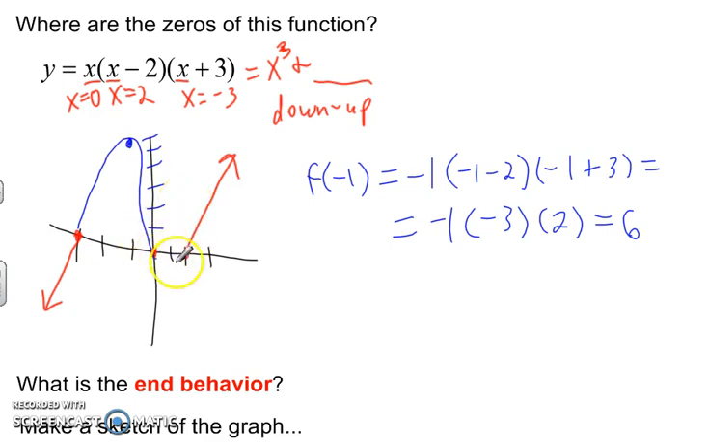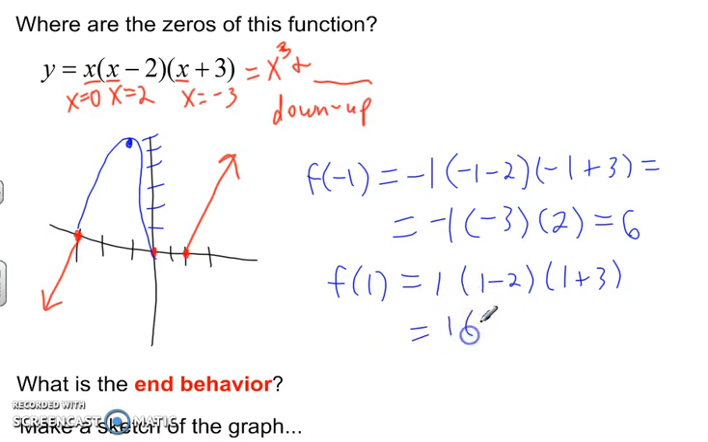Maybe test a point in between these two. So let's plug in 1. That's between 0 and 2. So f of 1 would be 1 times 1 minus 2 times 1 plus 3. So this would be 1 times -1 times +4, which is -4. So 1 comma -4 would be another point on that graph. The graph looks like it goes down, then comes back up, something like that. And that's the sketch of that graph.